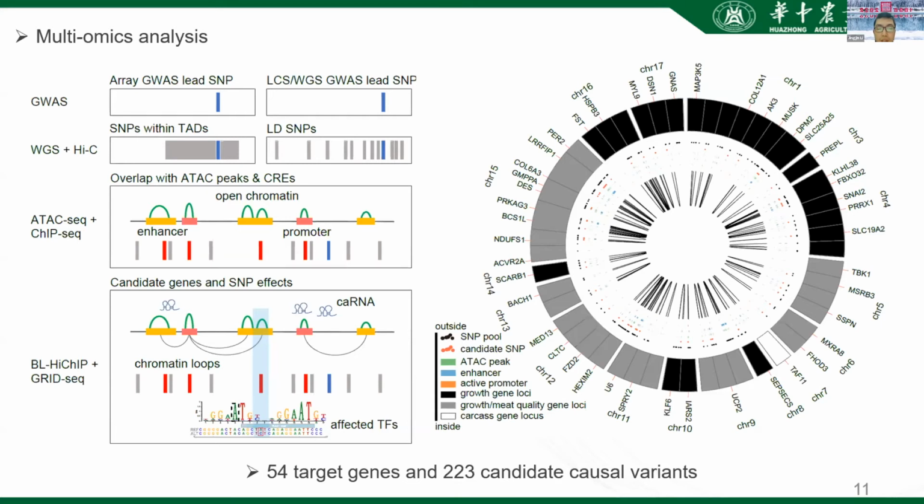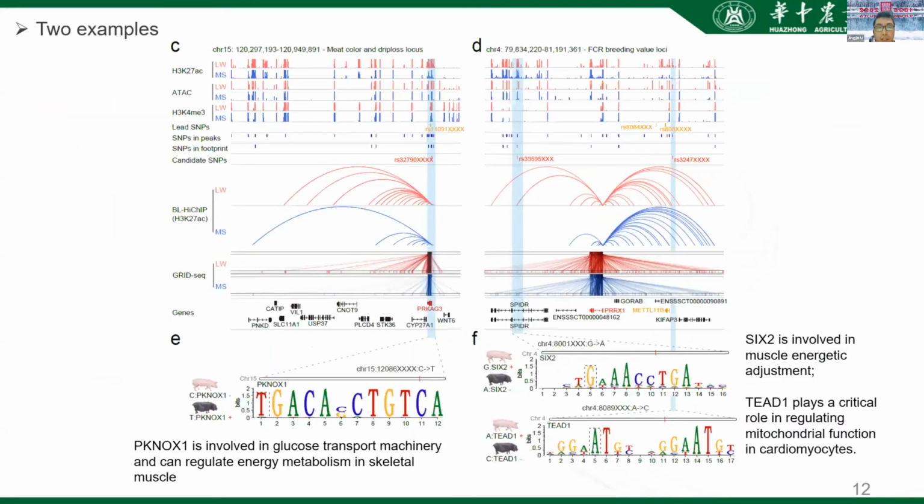for 15 muscle-related traits, we get 54 target genes and 223 candidate causal variants. And here are two examples. One is for the famous PRKG3. We identified a new candidate functional variant in the active promoter. And the second example is for the breeding value of FCR, and we identified a new target gene PRRX1 with two new candidate causal variants.